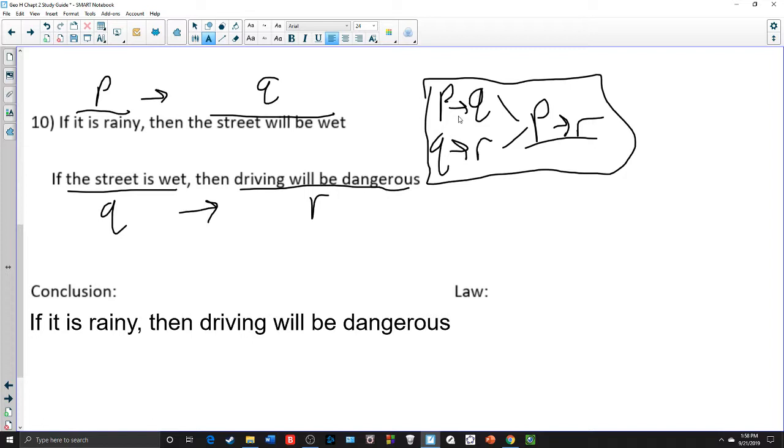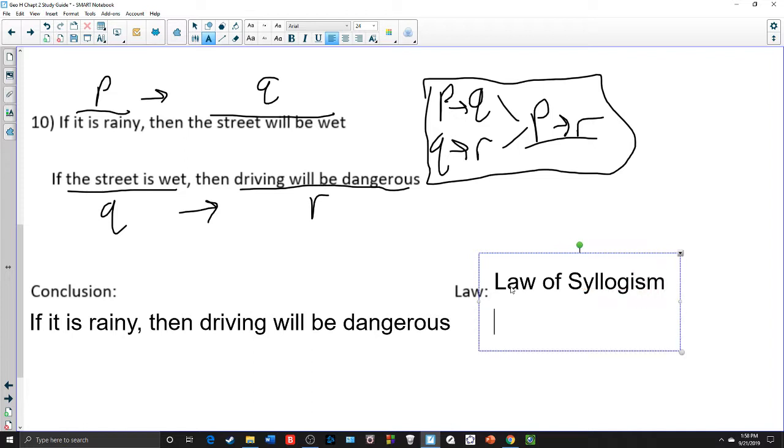Again, we just cut out the middleman, cut out the Q, and have the beginning of the first statement and the end of the second statement. And this law is the law of syllogism, or if you say transitivity, then that would also be true.